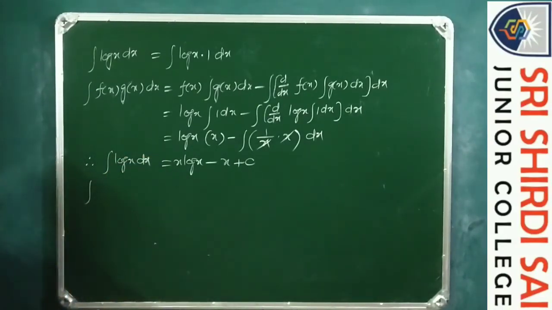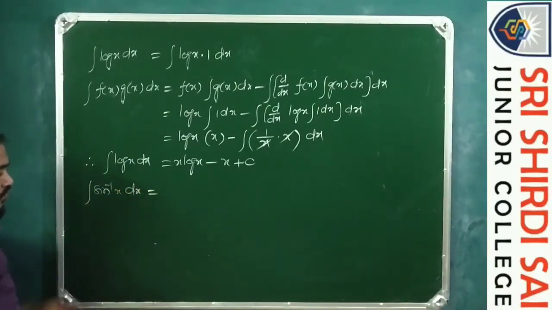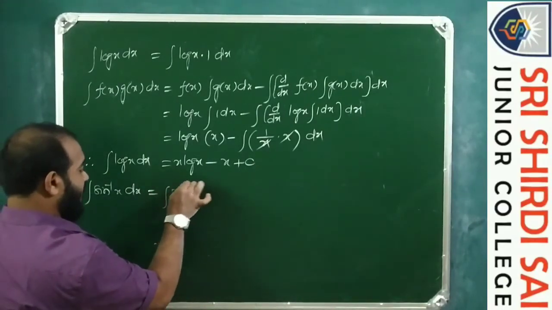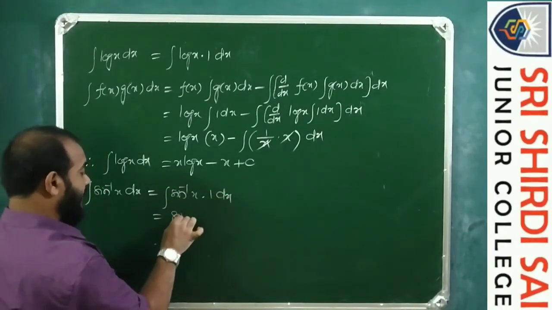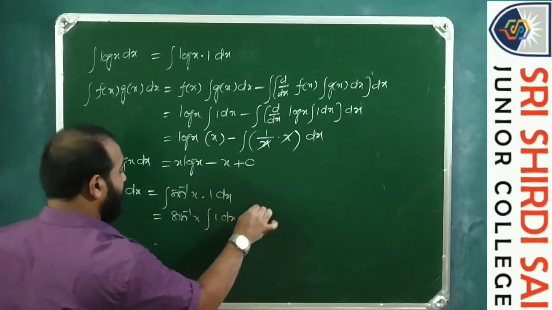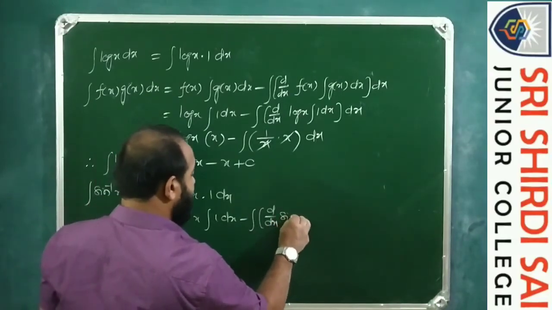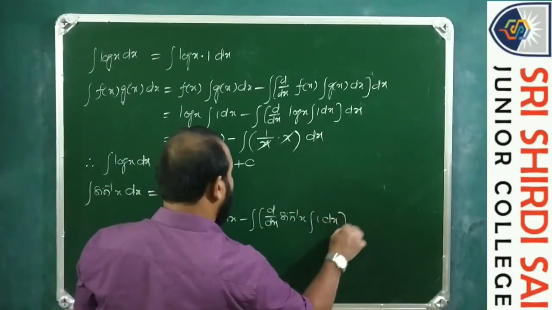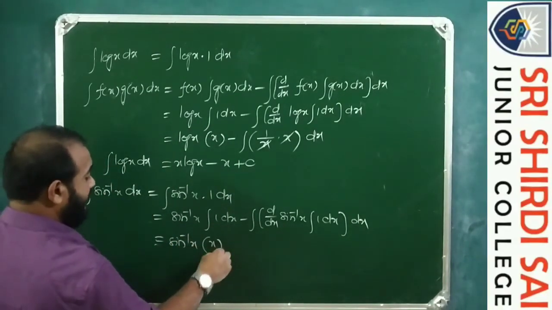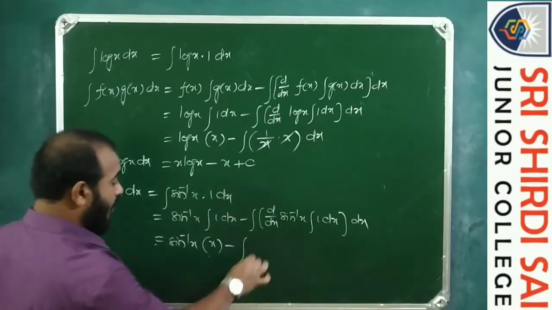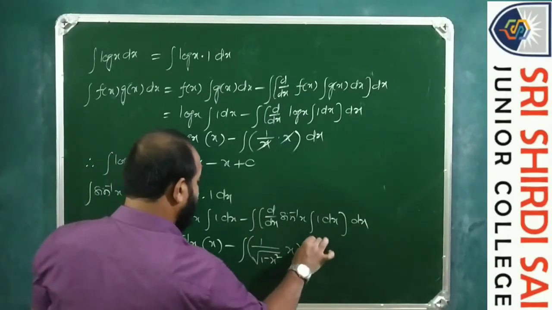And what if you are asked to find integral sine inverse x dx? Here also the second function is 1, so sine inverse x into 1 dx. So first function sine inverse x into integral of the second function dx, minus integral of d by dx of f of x, sine inverse x, into integral 1 dx, whole dx. So this is equal to sine inverse x, integral 1 dx is x, minus d by dx of sine inverse x is 1 by root of 1 minus x square, integral 1 dx is x, whole dx.